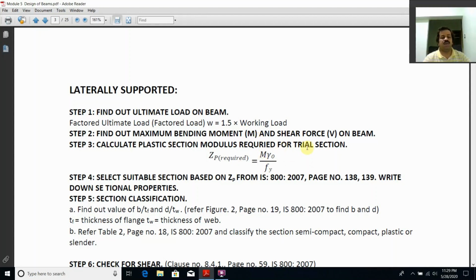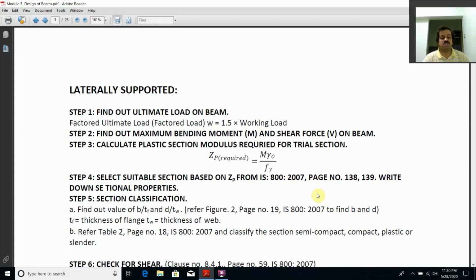Once you get the bending moment, this is the formula to find the trial section, where M is the bending moment, gamma m0 is 1.1 as per IS 800 2007, page number 30. If fy is not given in the problem, always take it as 250 Newton per mm square. Then we refer to page numbers 138 and 139 to find which section I have to provide. If by chance I select some ISMB 400 section, then you have to write down all the section properties referring to the steel table or SP6.